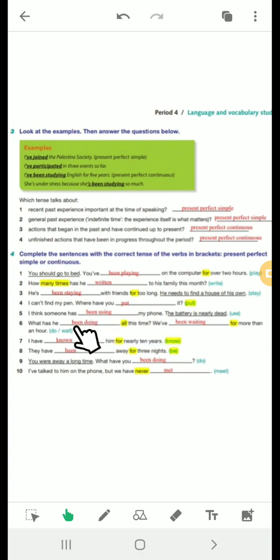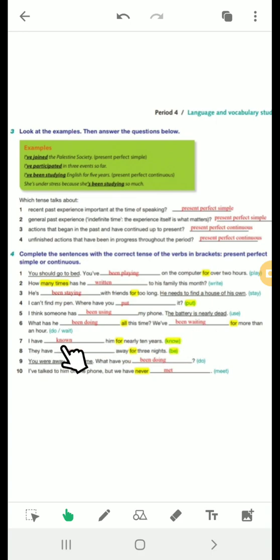Number 6: what has he been doing all the time? We have all the time, present perfect continuous. Has been doing. We have been waiting for more than an hour. We have more than, over, all, long, too long. These are the key words for present perfect continuous. Here we have been waiting.